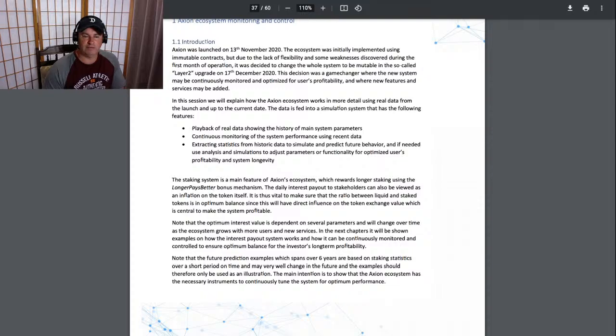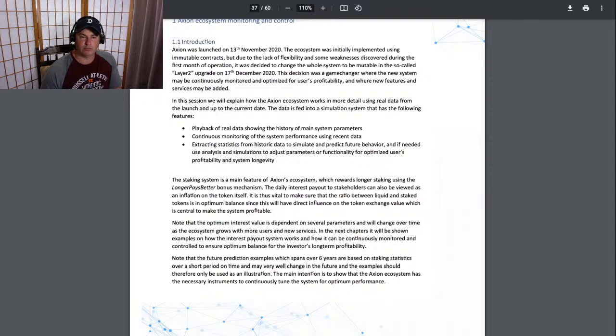The staking system is a main feature of Axion's ecosystem, which rewards longer staking using the longer pays better bonus mechanism. Once again, that's the 20% bonus per year up to 15.2 years. The daily interest payout to stakers can also be viewed as an inflation on the token itself, and it is vital to make sure that the ratio between the liquid and staked tokens is an optimal balance, since this will have a direct influence on the token exchange value, which is central to making the system profitable. Note the optimum interest value is dependent on several parameters and will change over time as the ecosystem grows with more users and new services.